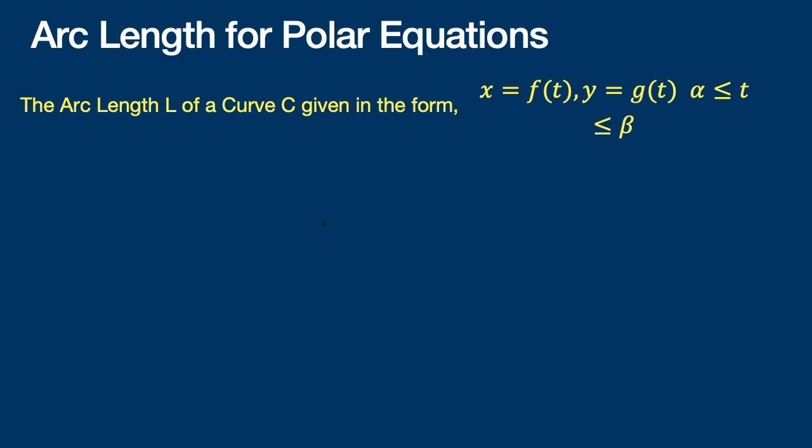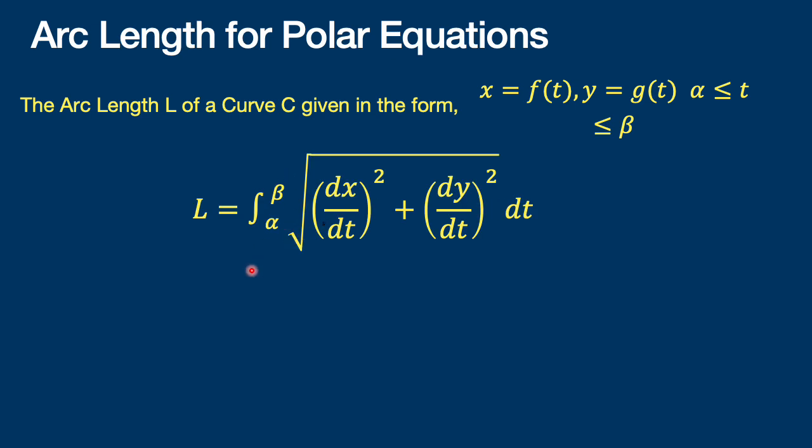Let's pay attention to the arc length for polar equations. The arc length L of a curve C, when x equals f of t and y equals g of t, with t between alpha and beta, is the integral from alpha to beta of the square root of (dx dt) squared plus (dy dt) squared dt. That is the arc length for a parametric equation.